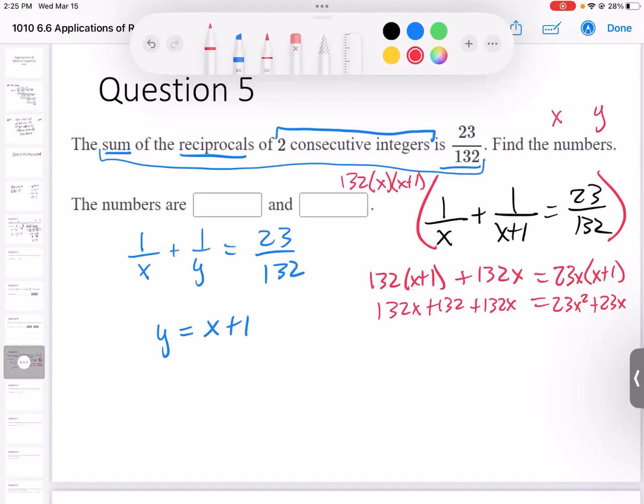So let's probably move all of this stuff over to the other side. So if I do 23x minus 132 and minus another 132x, I don't know what 23 minus those numbers are. Could you calculate that for me real quick? So do 23x minus 132 minus 132.